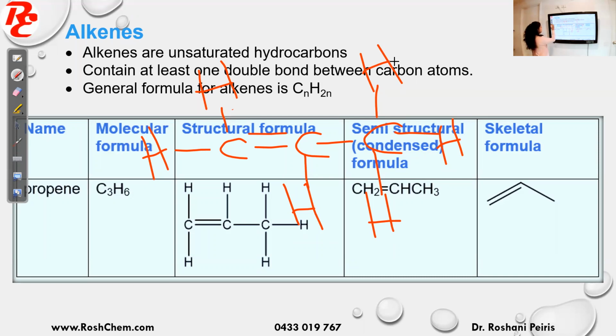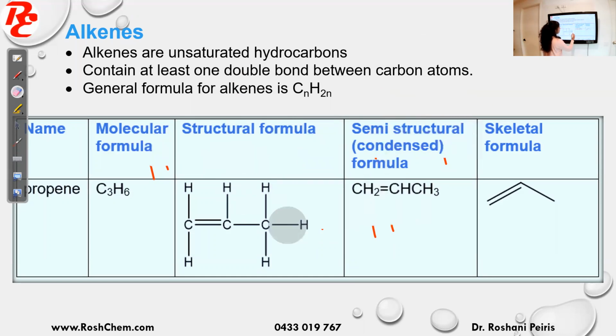Okay, now we will look at the semi-structural formula. You can see the first carbon is CH2. So I wrote CH2. Then you have a double bond. So we show this double bond. We don't show the single bonds, but we can show the carbon-carbon double bond. So CH and then CH3. The skeletal is very similar, but you also have to show the double bond in the skeletal formula. So that's the first carbon. The second carbon, you have a double bond between those two carbons, and then this is the third carbon.